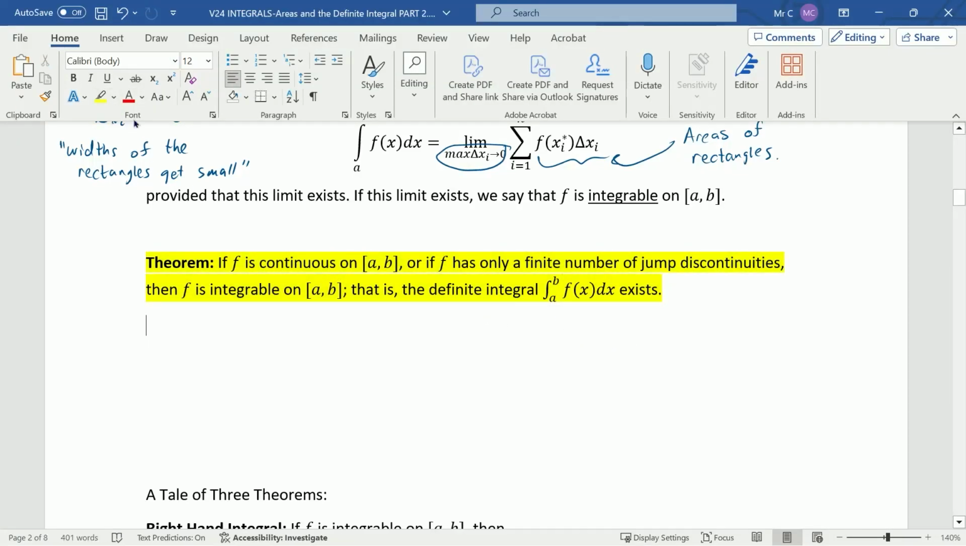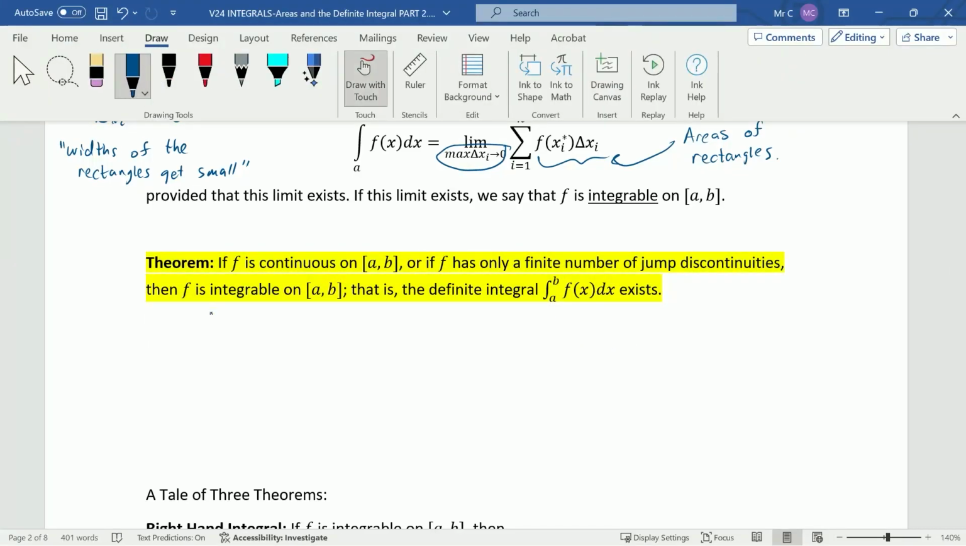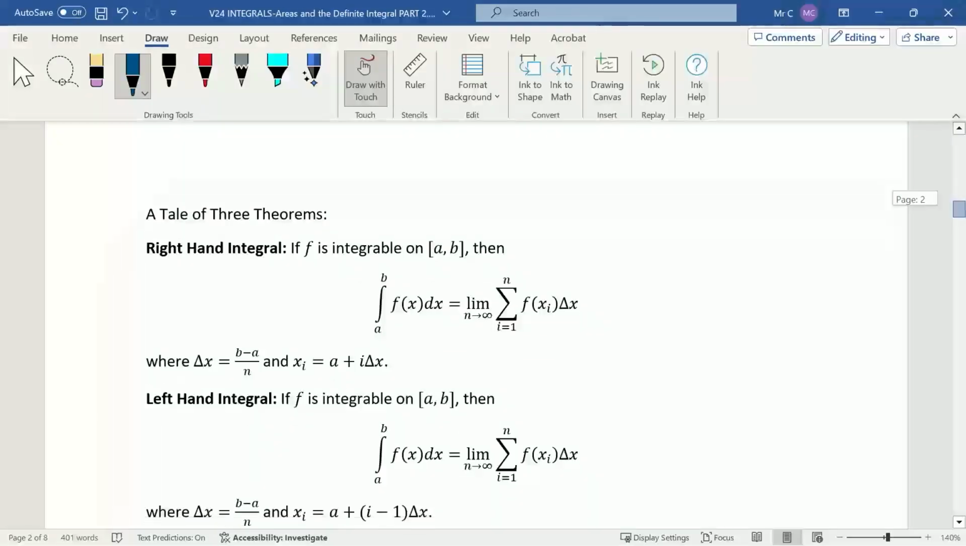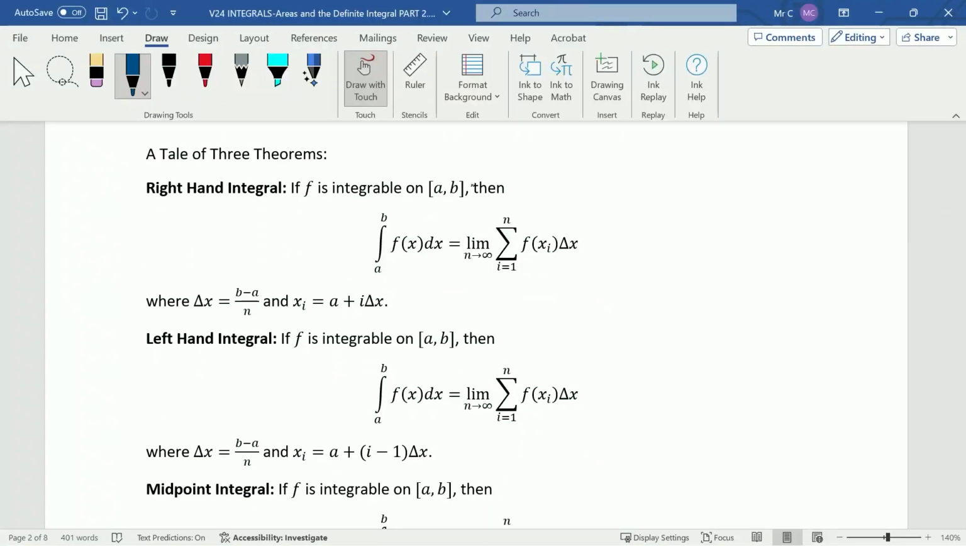I wanted to highlight that. This is really important because what this says is if the function is integrable, then I can pick any way of subdividing my rectangles that I want. And that leads us to the following three theorems.